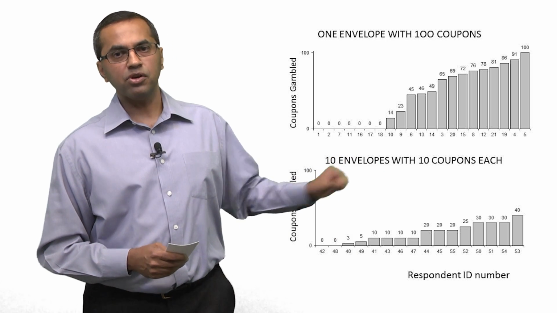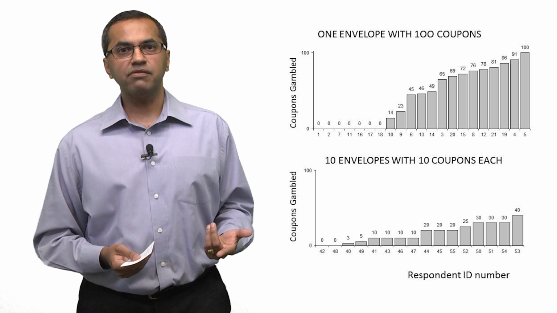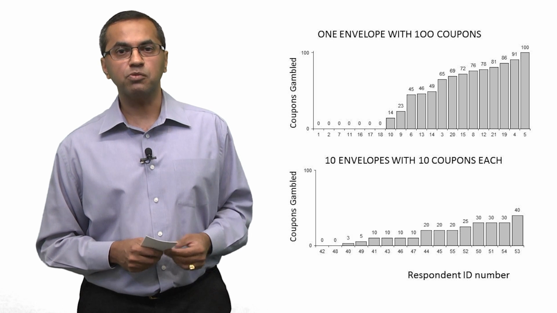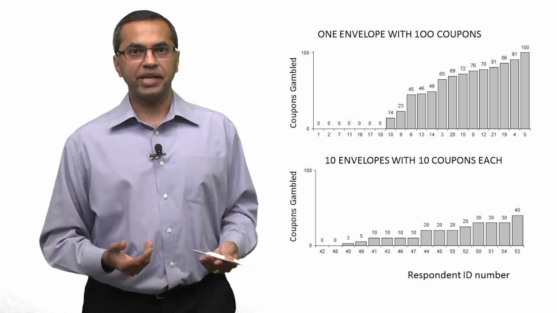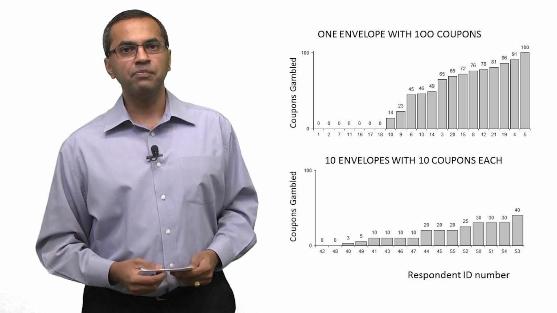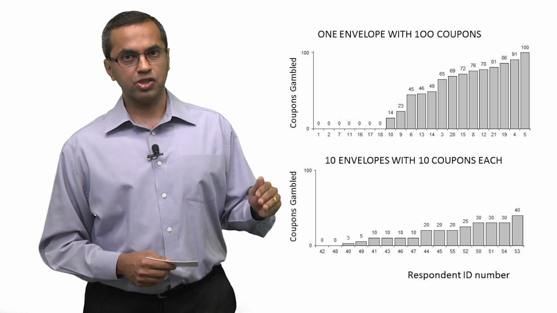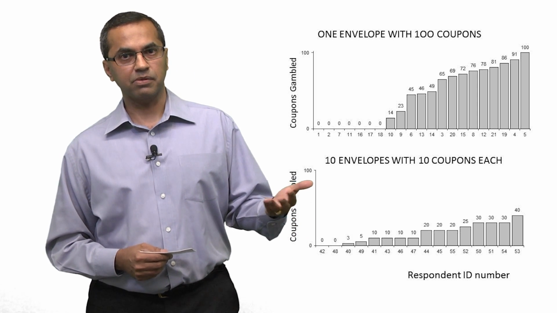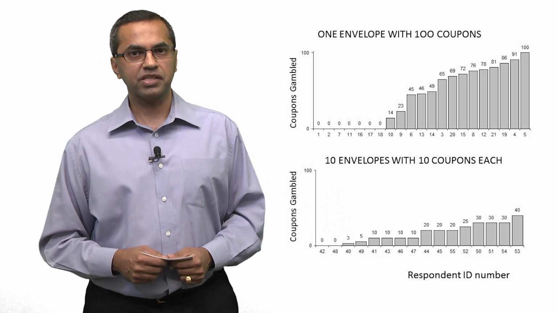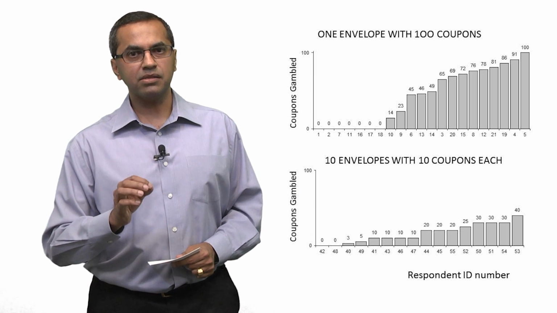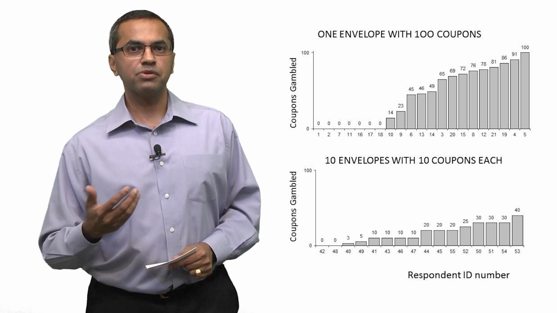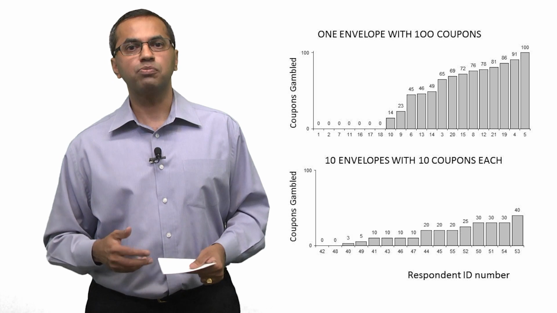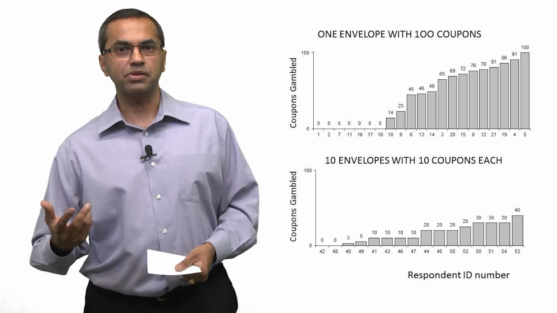The panel at the bottom, on the other hand, shows you conditions where, in fact, people had 10 envelopes, each with 10 gambles, with 10 coupons. And what you see there is that almost everybody gambled. There were only 2 people who chose not to gamble. But the height of the bars are now much lower. Some people gambled 20 coupons, some 30, some 40, and in fact 40 was the highest number that was gambled. And what's interesting is that these amounts gambled represent multiples of 10, which essentially means people opened an envelope and then stopped, or opened 2 and stopped, or 3 and stopped, and one person opened 4.